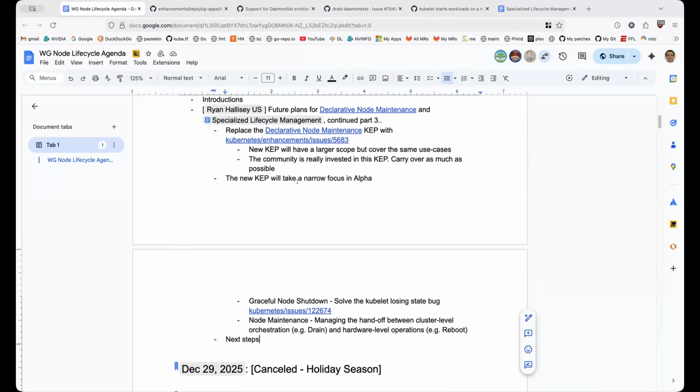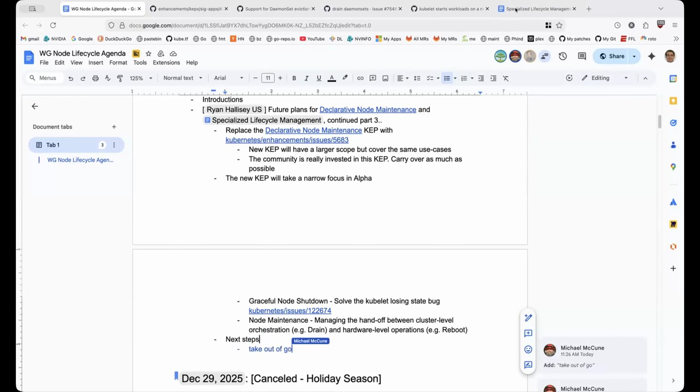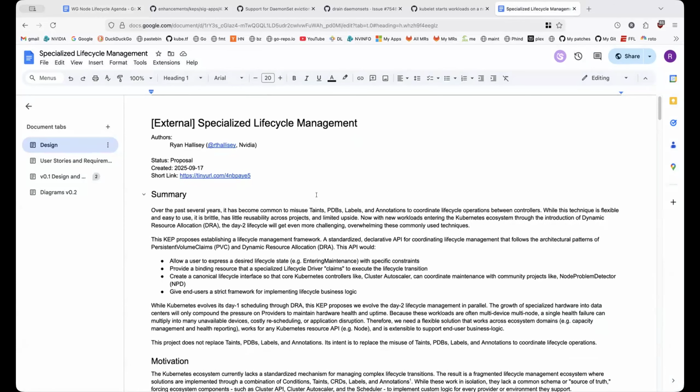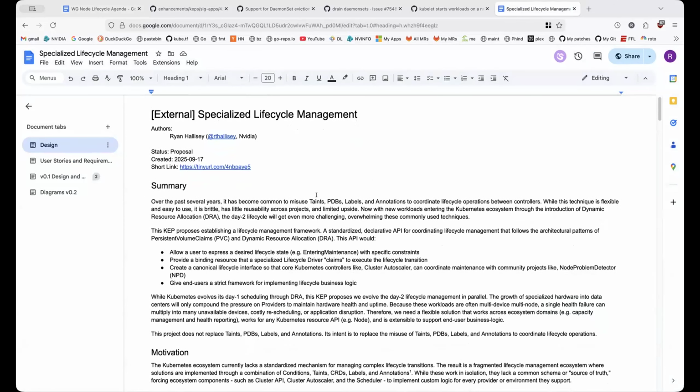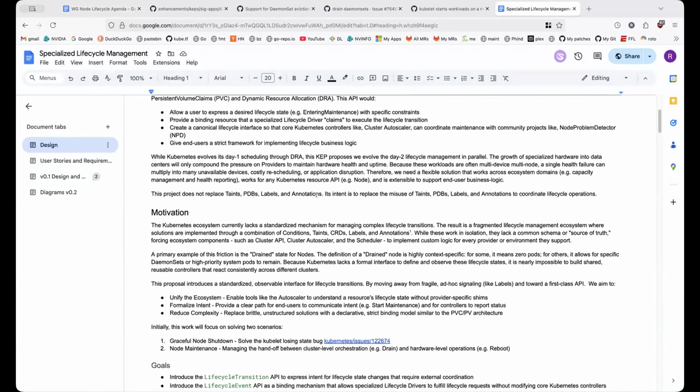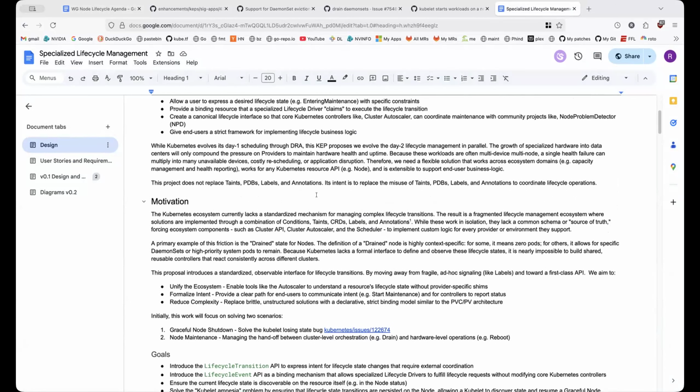Okay, so for next steps, my intention would be to take this out of the Google Doc that we have now. I did some work before the holiday break to turn this into a full KEP format. I actually put it into my own GitHub branch right now, and it has all of the sections filled out at this point. So that's what I want to do next. I have the issue for this created, and then I need to actually publish the KEP.